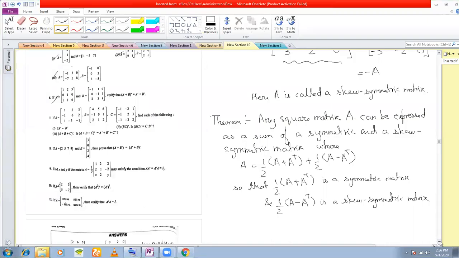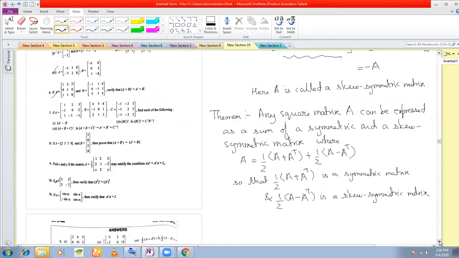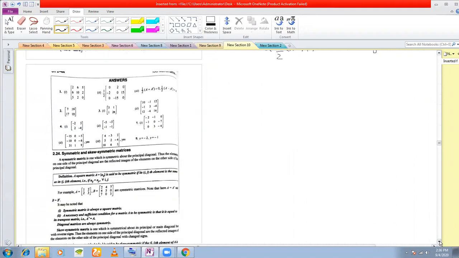So the sum here is: express the following matrices as a sum of symmetric and skew symmetric matrix. Okay.